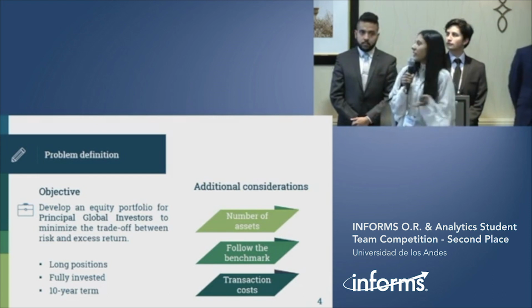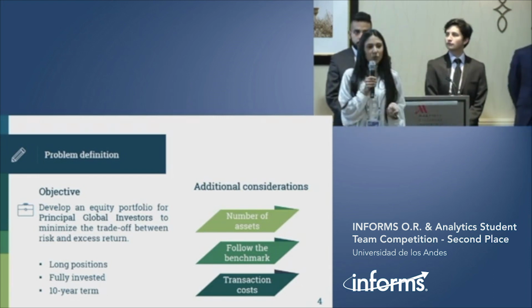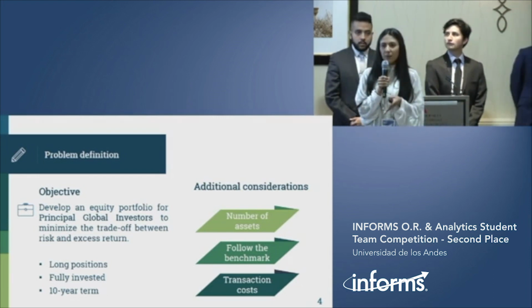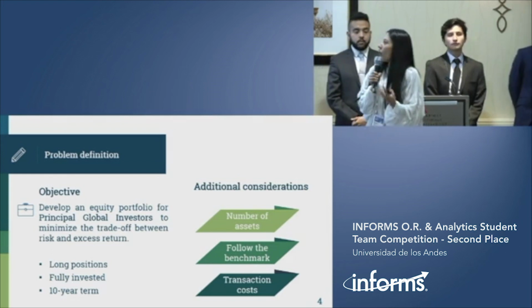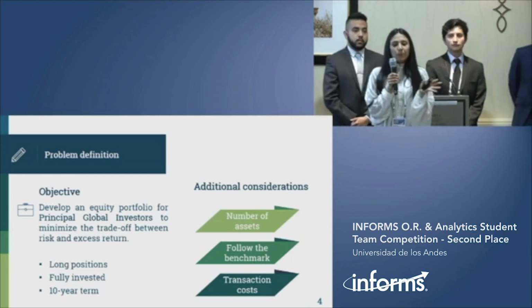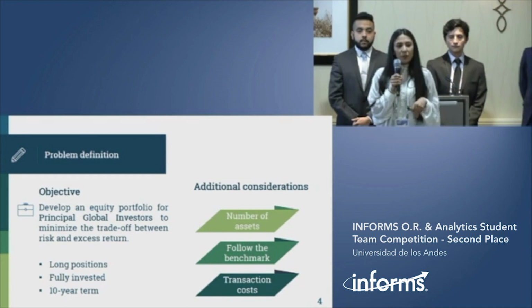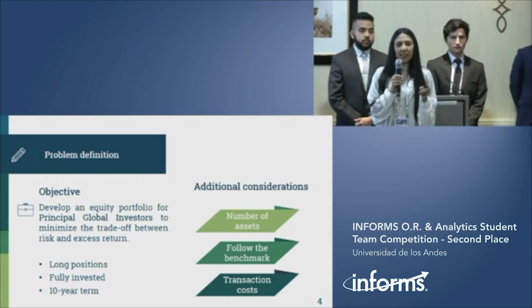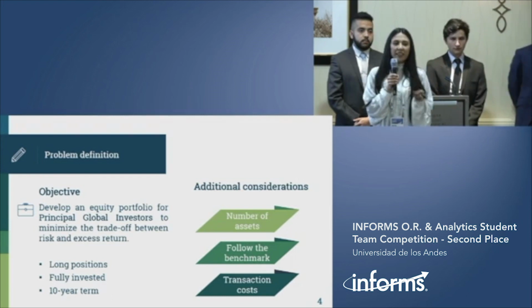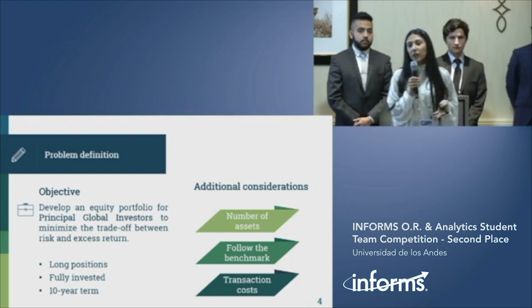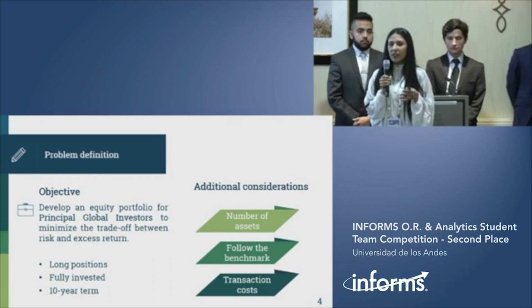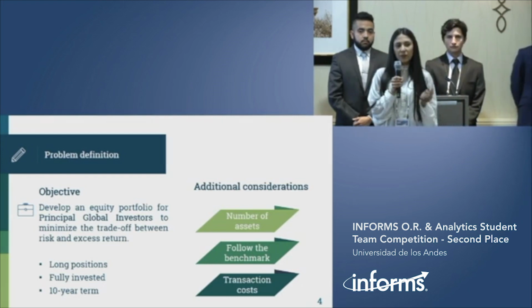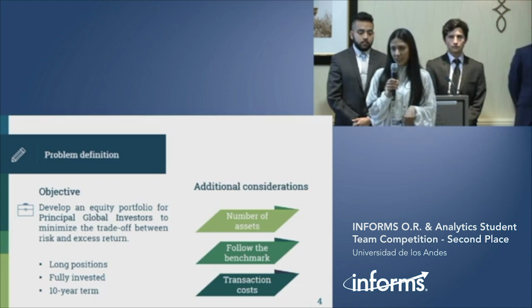These extensions were, in first place, that the number of assets was limited to a predefined range between 50 and 70 assets. Also, we have a constraint in how much our portfolio could closely follow the market in terms of the weights and the risk of the assets. And finally, we couldn't ignore the transaction costs that are generated when we rebalance our portfolio. Therefore, we had to find a way to include this cost in our implementation.